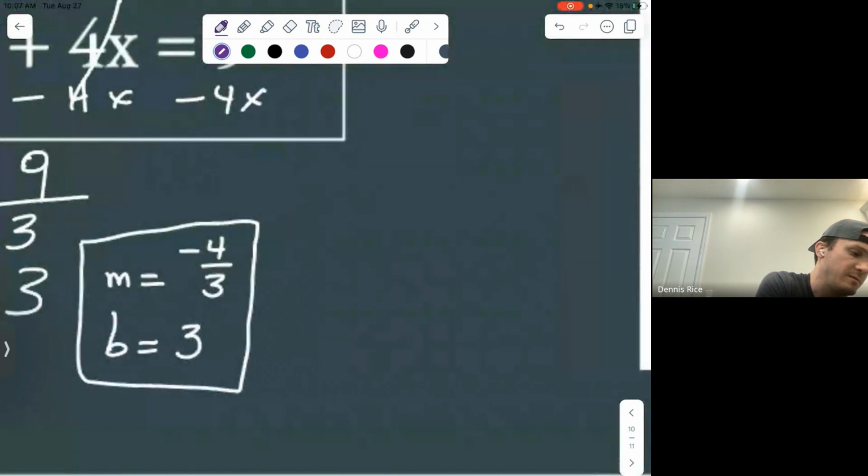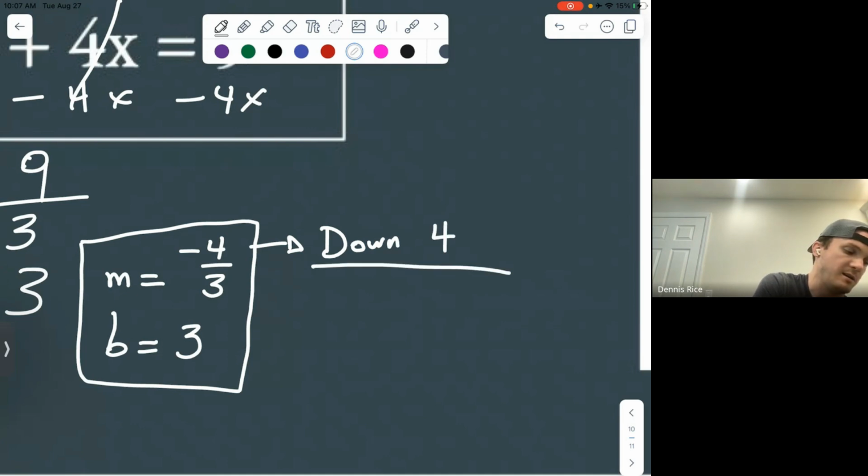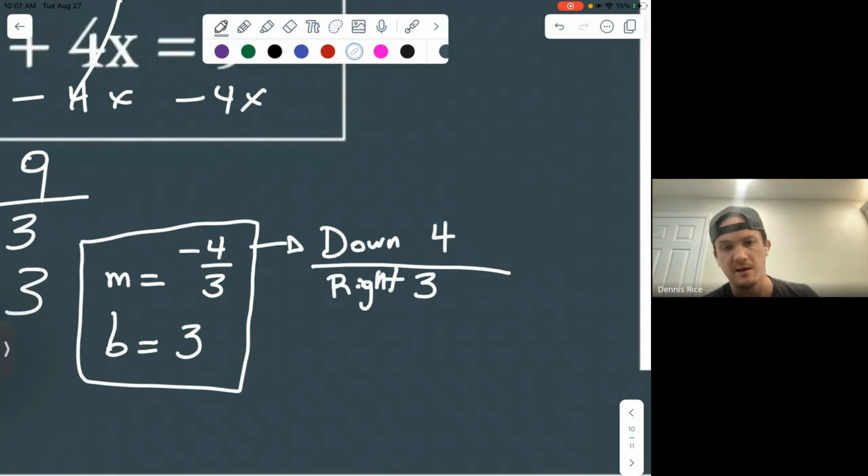So if I have a slope of negative 4/3, how am I going to move? If someone asks me for directions, would I just say negative 4/3? What does that mean? Negative 4 is going to indicate that we're going to go down 4, down because it's negative, and the denominator being 3 is going to indicate to run 3 to the right. Okay, so that's how that number translates. Down 4, right 3.